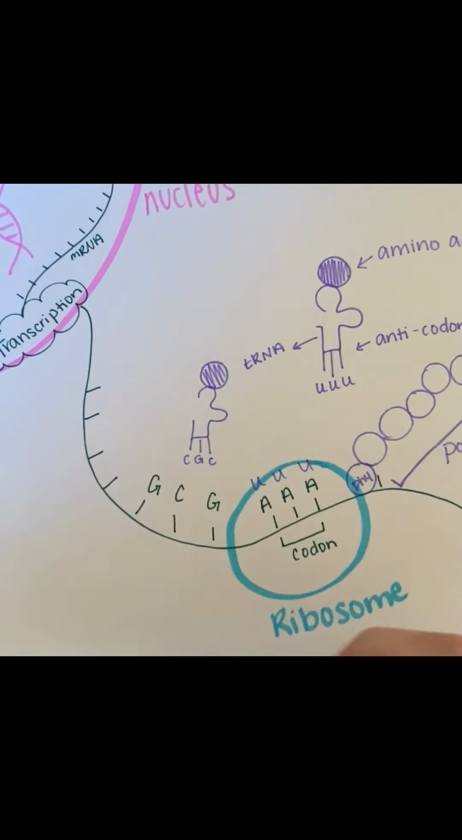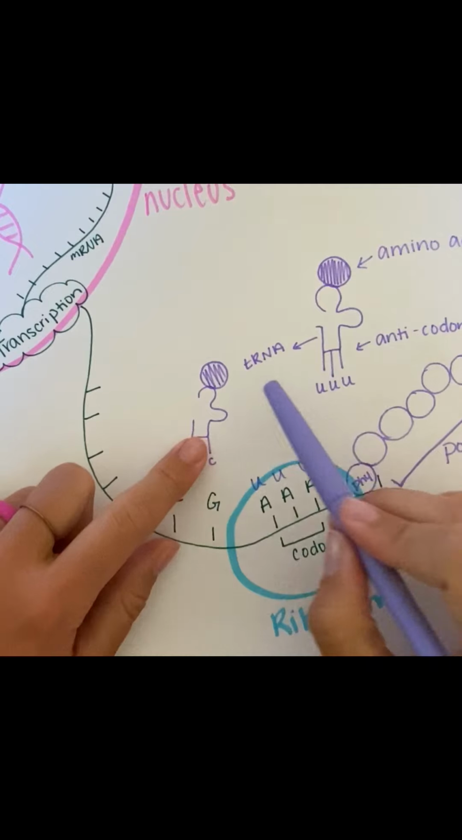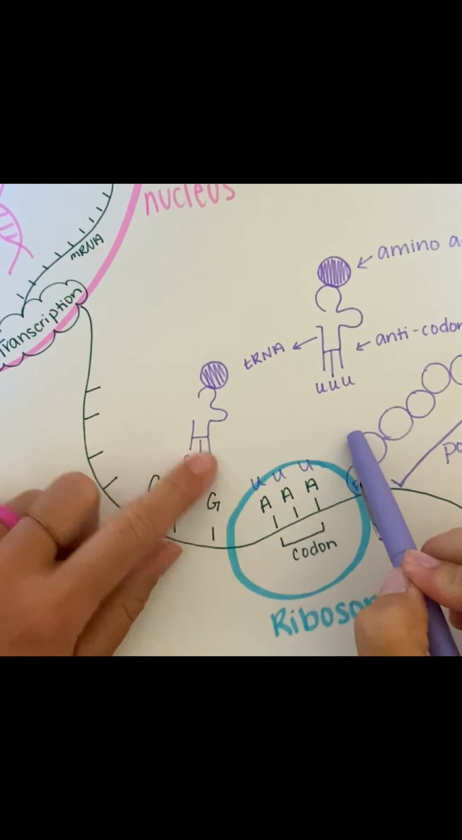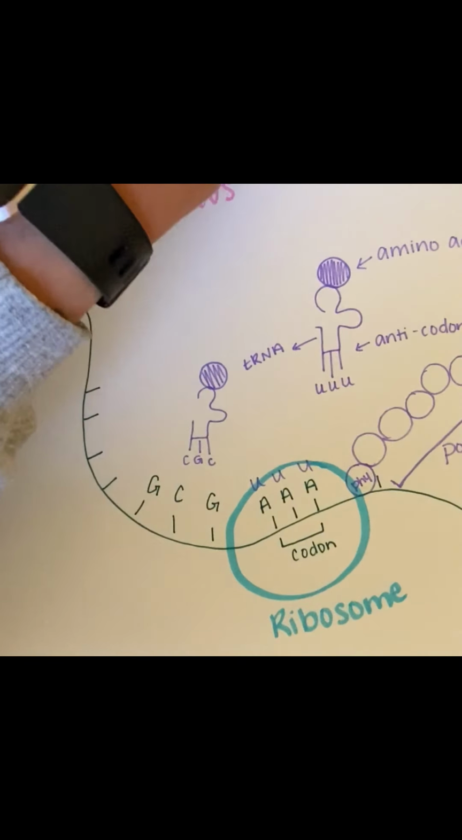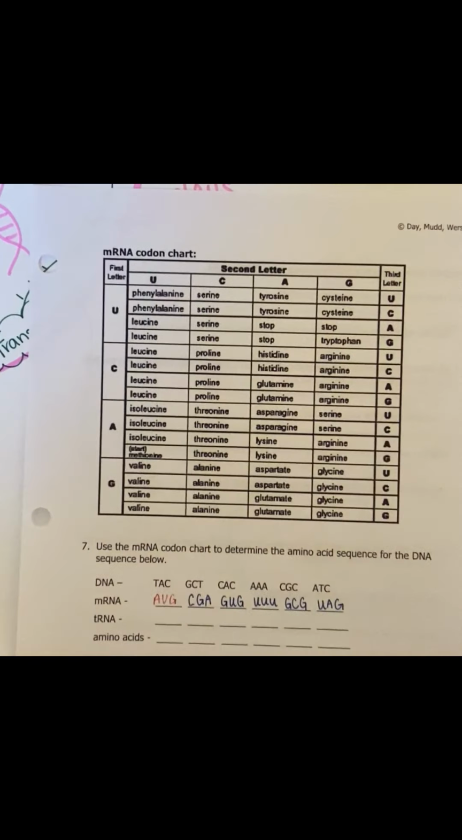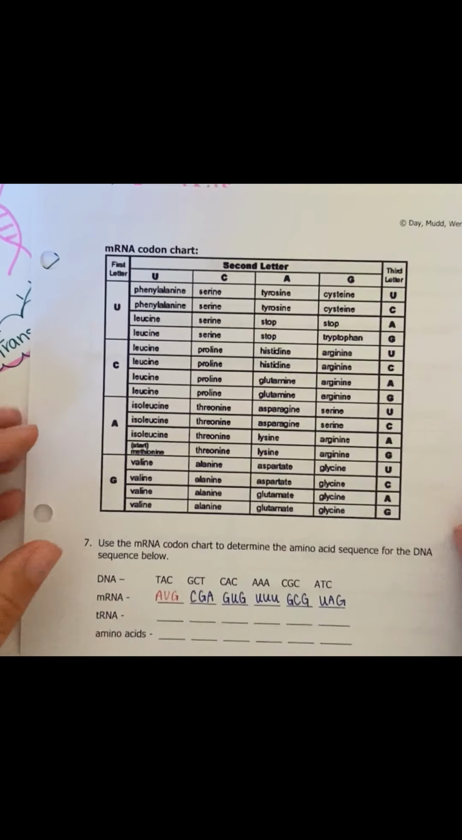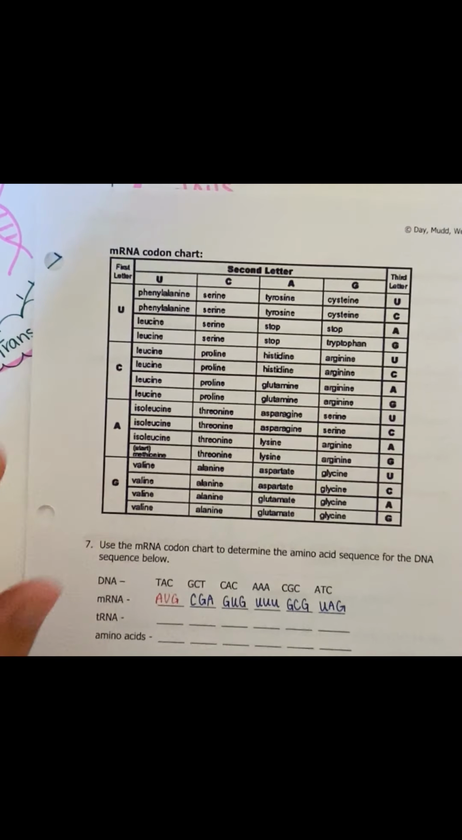All right, so now we've got to go in and figure out how we're going to calculate which amino acids are being dropped down. So there's a really cool thing called a codon chart. And here's your codon chart. So going back to page 87, here's your codon chart.